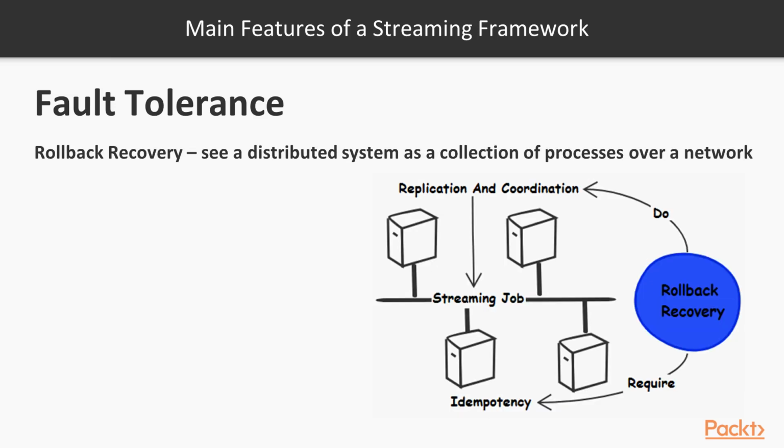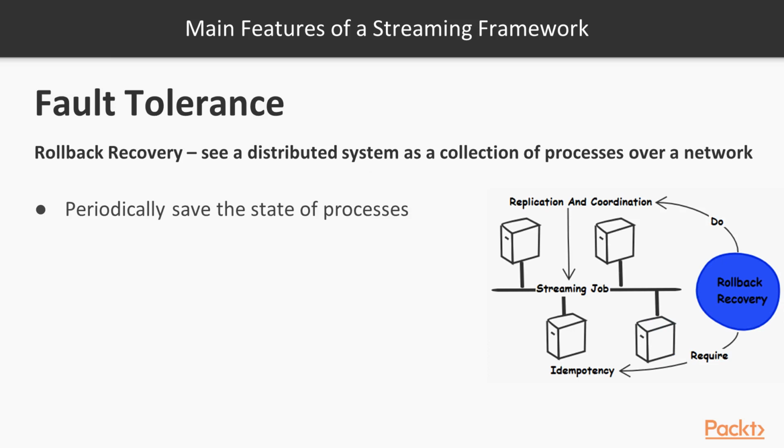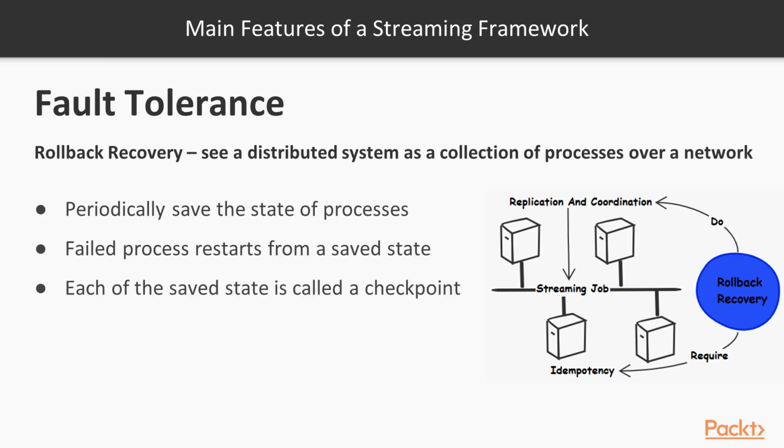In the second approach, rollback recovery, a distributed system is like a collection of processes over a network. Rollback recovery should periodically save the state of processes in a storage. This allows a failed process to restart from a saved state. A saved state is called a checkpoint.